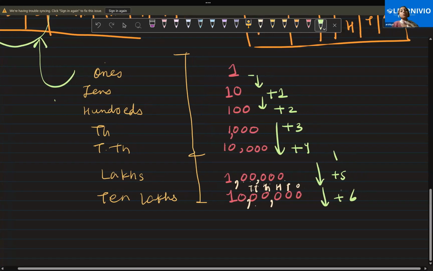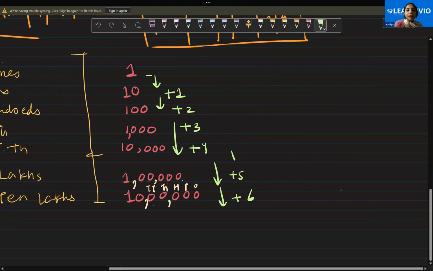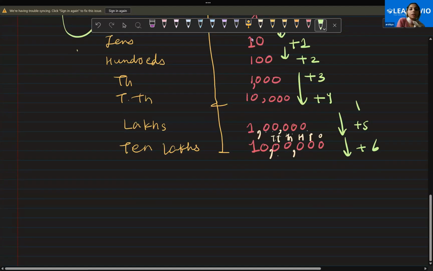Yes. Okay. Now this was according to the Indian system. Now if I talk about the international system, this is Indian, let me write Indian.